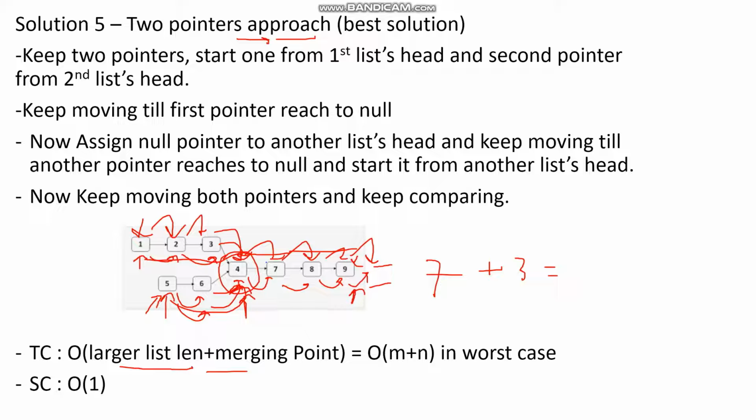But in the worst case, it will be O(m plus n). How? If the last nodes of both the linked lists are the merging point, then we have to traverse both the linked lists fully. In that case, it would be m plus n, and space complexity will be O(1).